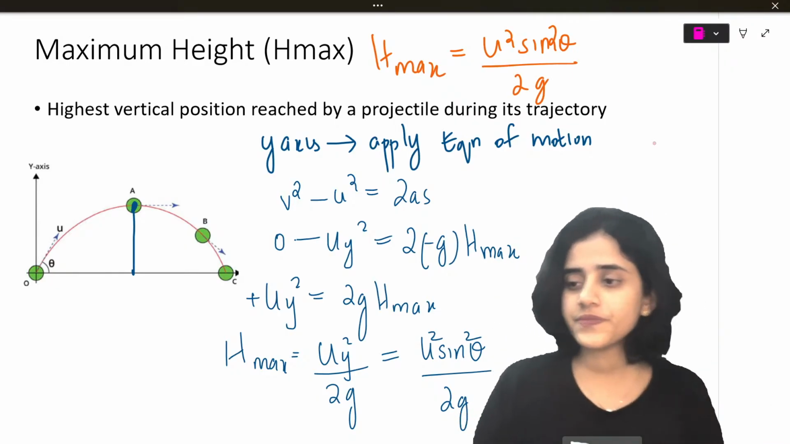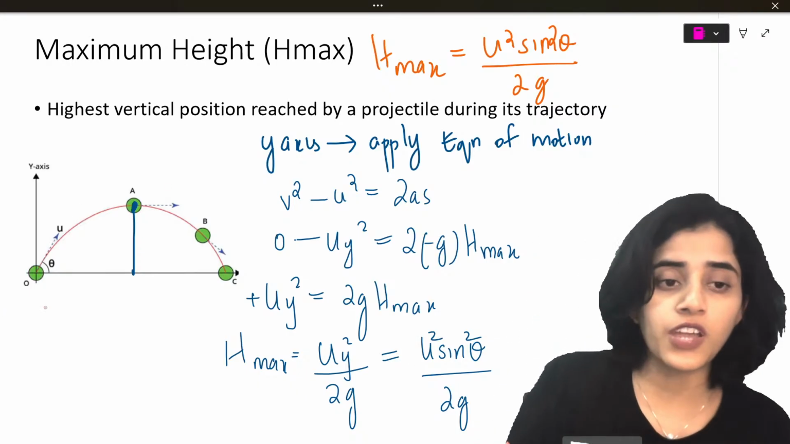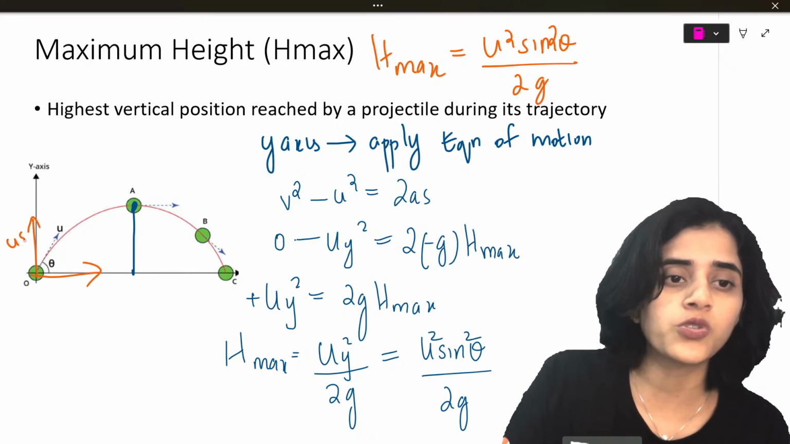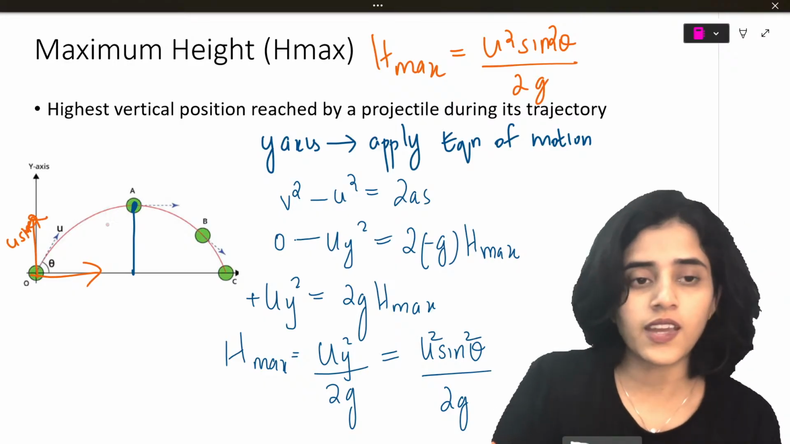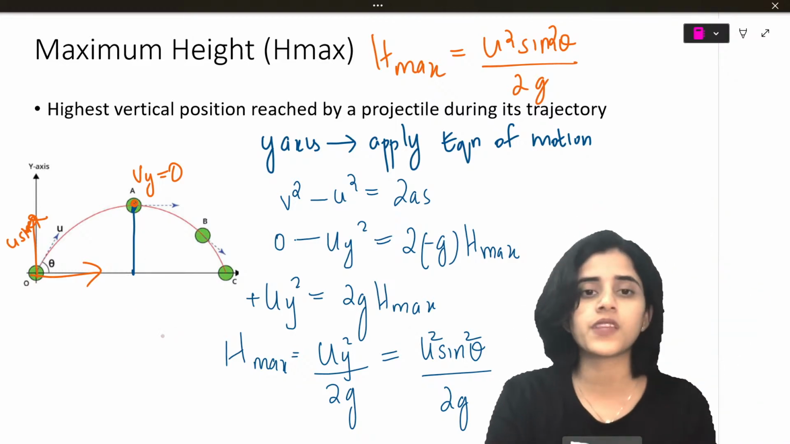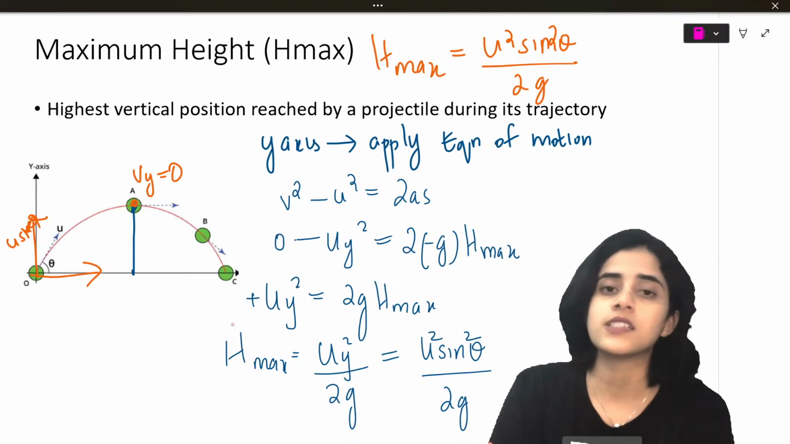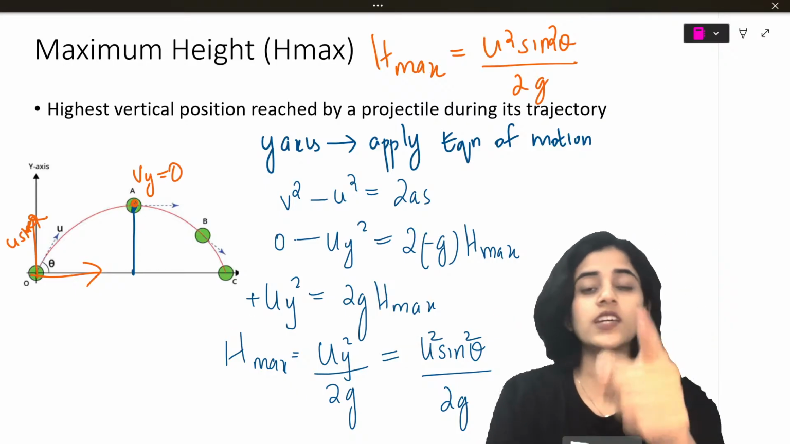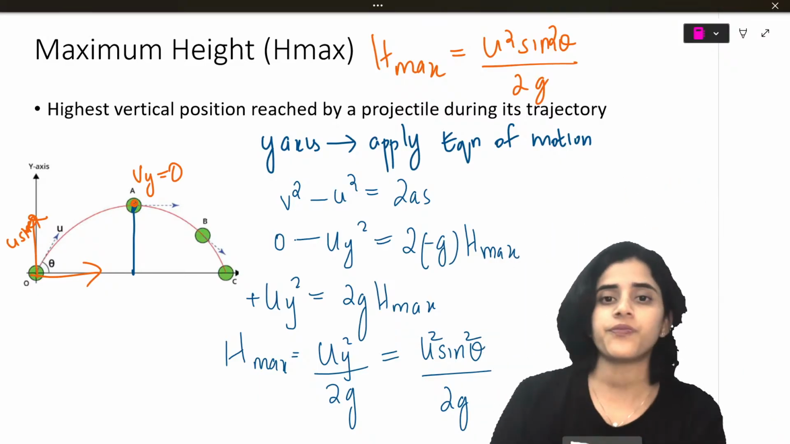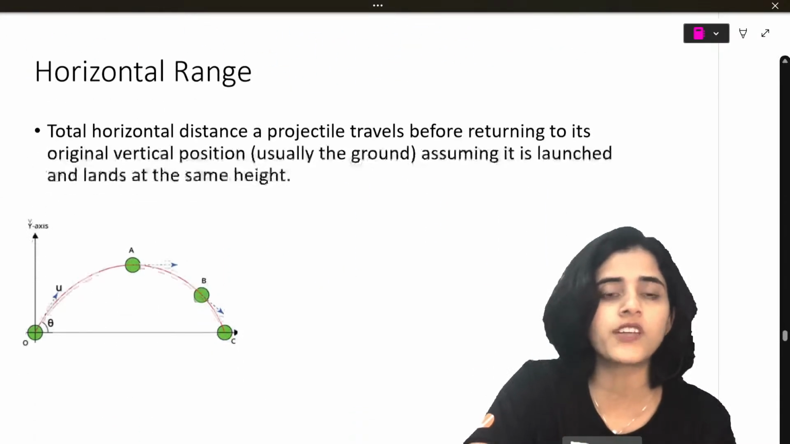Simple. Isn't it simple? So here, the only thing is that for every question you need to draw a diagram, okay? So here this is u, so u sine theta, and here vy is equal to 0, okay? On the y-axis, at maximum height vy is equal to 0. Okay, so here v is 0 because at maximum height vy is 0. Forgot to mention that. Is this clear?